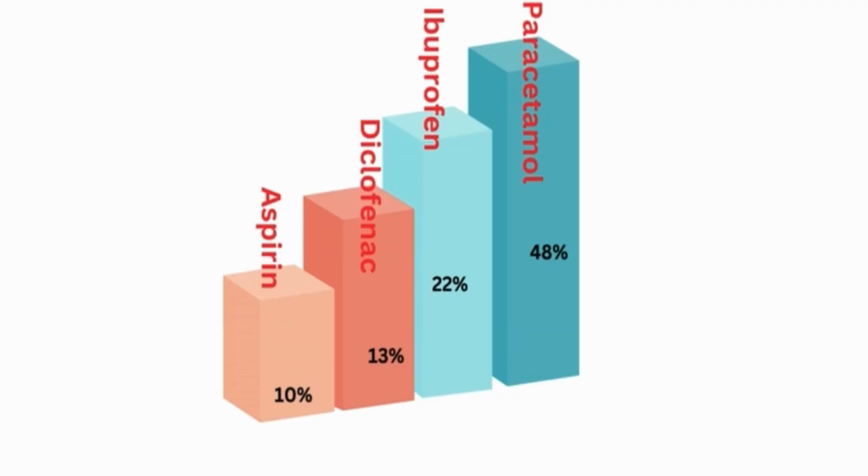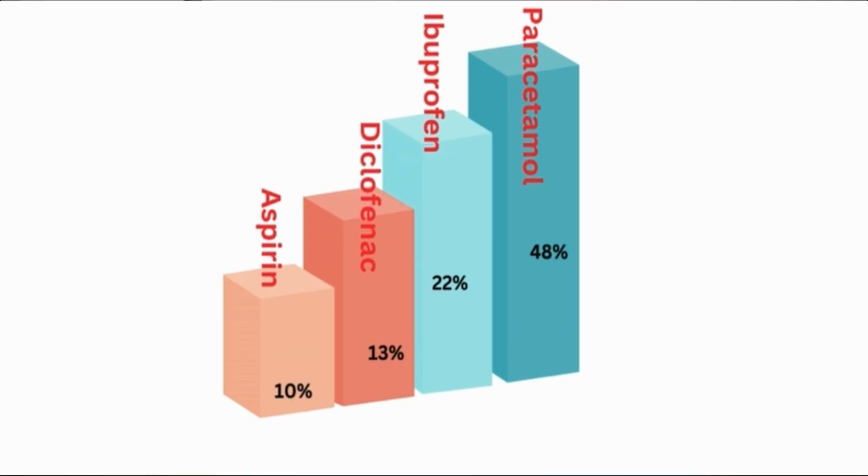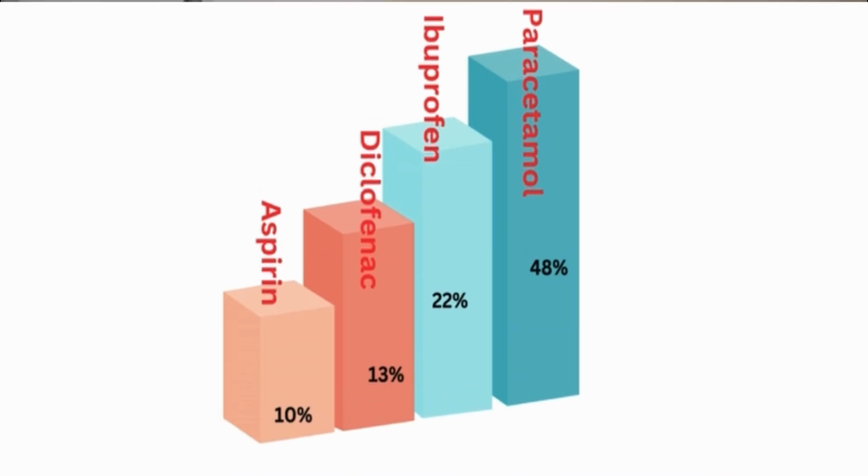There are dozens of different types of NSAIDs readily available over the counter without a prescription, though a few of them require a physician's prescription. Another survey asked painkiller users: which painkiller do you take? The results were: 48% take paracetamol, 22% take ibuprofen, 13% take diclofenac, and 10% take aspirin.